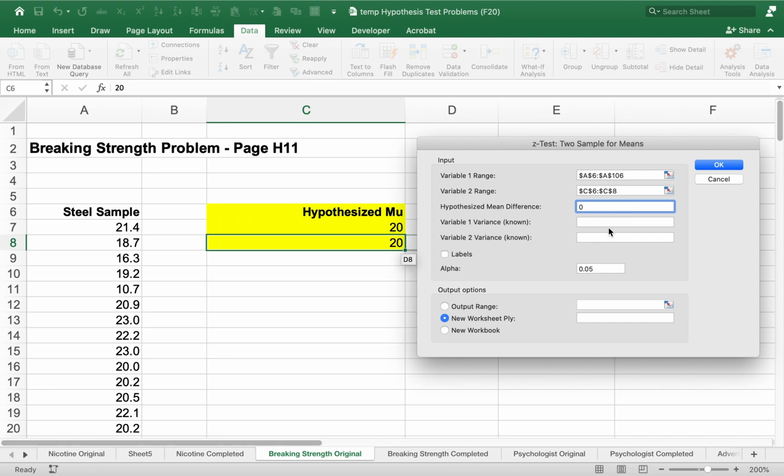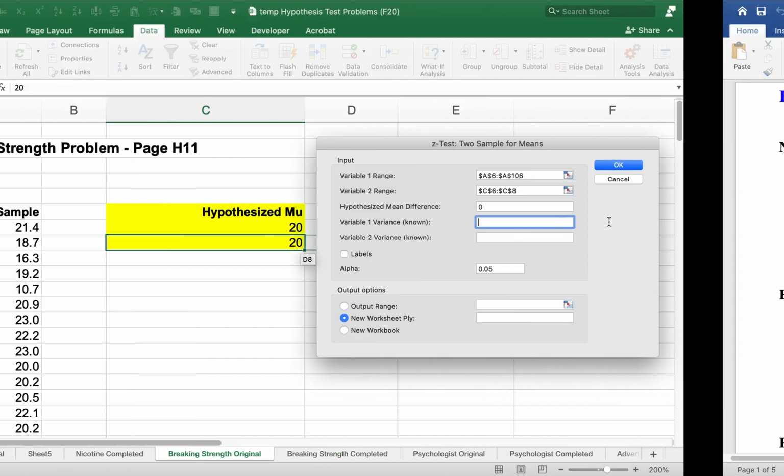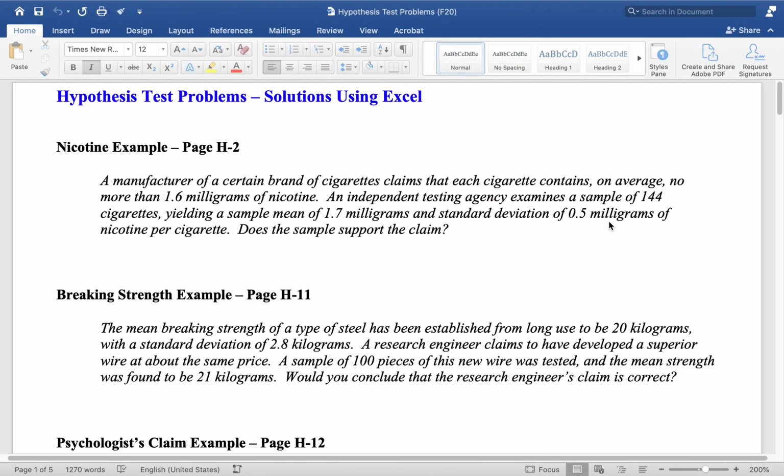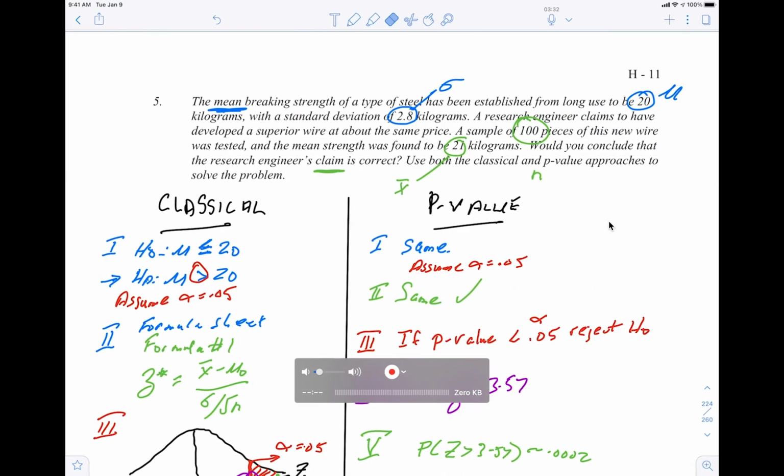And then we've got 2 new fields here. So it says, well, what's the variance here then? The variable 1 variance. And if we go back to our problem here, we're going to see that our variable 1 variance was 2.8. So what we do then is you get out your calculator and you just figure out what is 2.8 squared. And so let's do that.